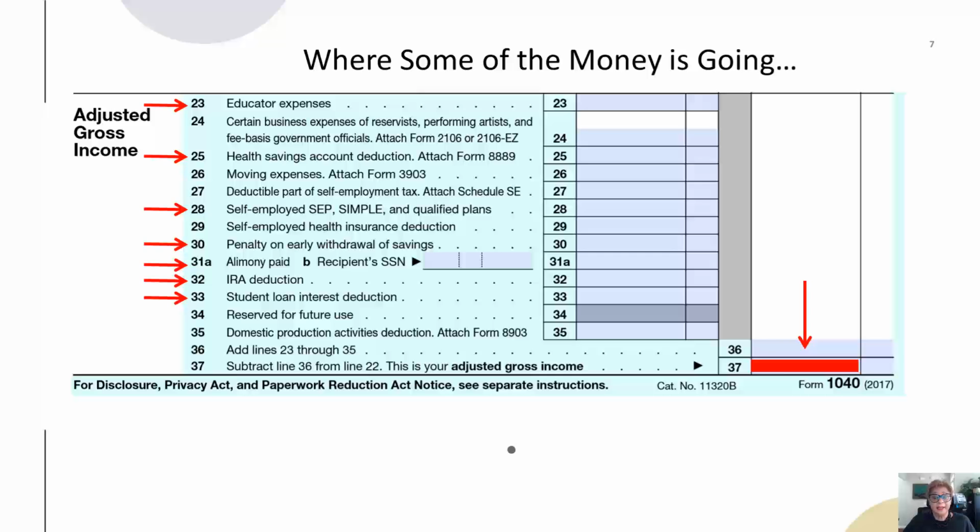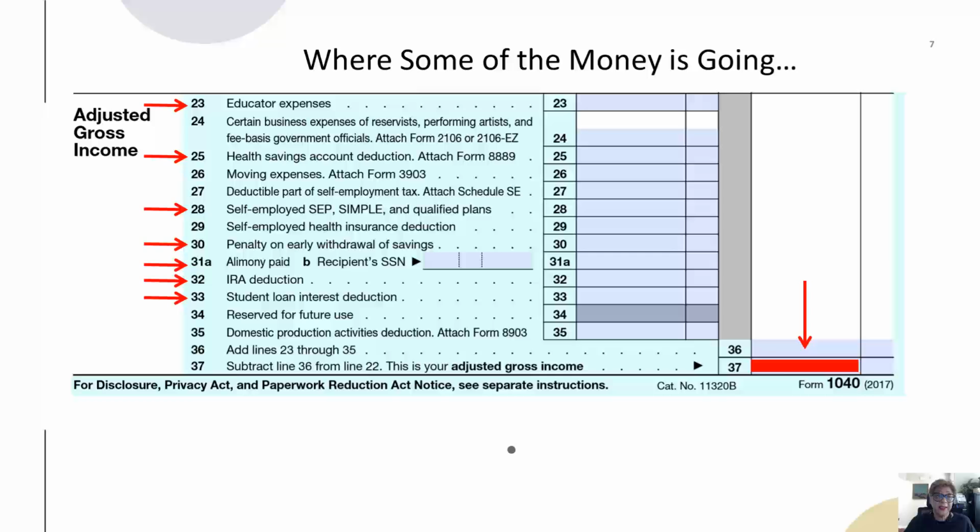And in this case, the things that we're looking at of where it's going are actually examples of adjustments to your income that are tax deductible. So educator expenses, if someone is a teacher, then you're going to see that they do have the ability to deduct some of the expenses that they've used to get their classroom together, etc.